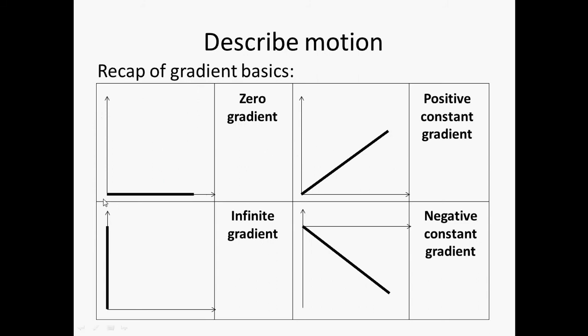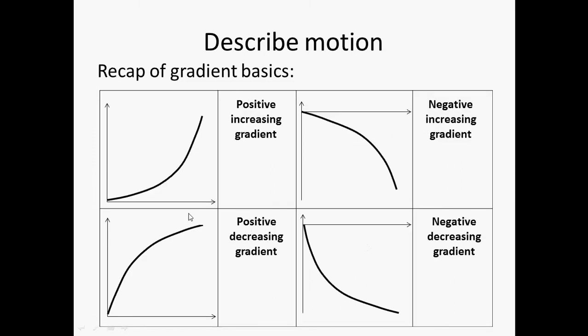If you see a horizontal line running in this direction, obviously the gradient is 0. If you see a vertical line running upwards, it will be infinite gradient. If you see a straight line pointing top right, top right represents positive and straight line represents constant, so it's positive constant gradient. And if you see the line pointing bottom right, it is negative constant gradient.